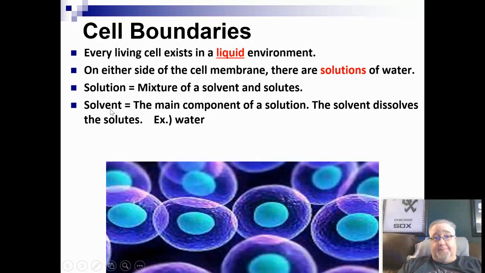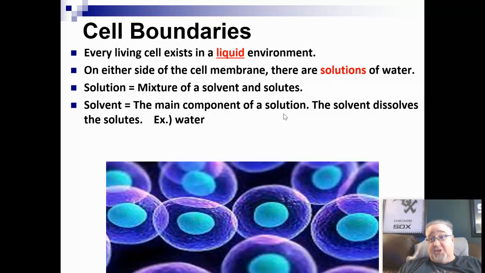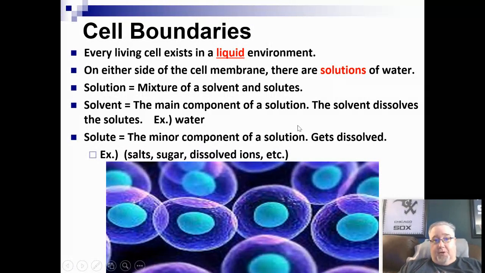The solvent is the main part of a solution. It's the part that dissolves something else. A great example is water. In your cells, the solvent is water. You've got a ton of water on the inside of your cells and tons of water on the outside. Now, what are some of the things that are dissolved in that water? Those are called the solutes. I consider the solutes to be the minor component of the solution. These are the things that get dissolved: salt, sugars, ions, whatever might be in that water.